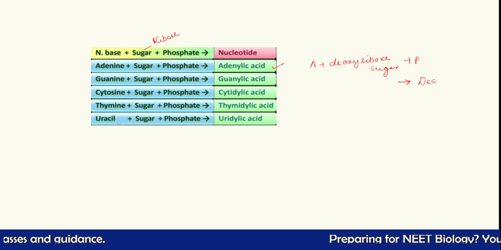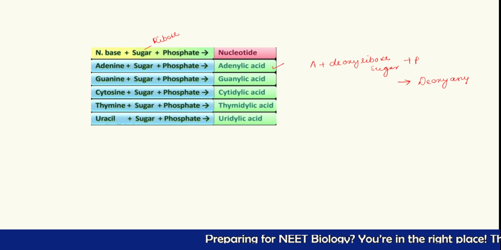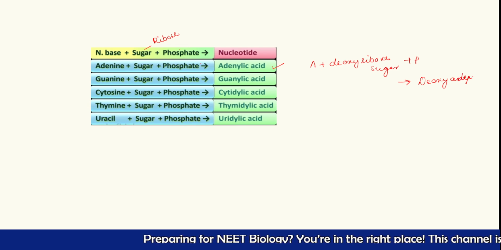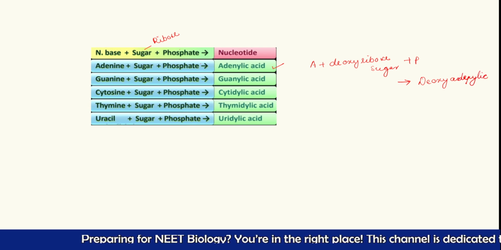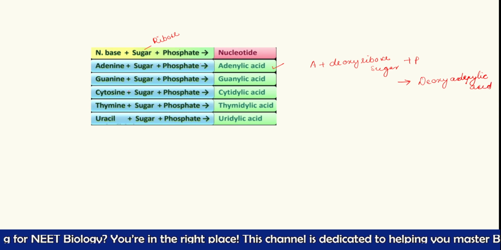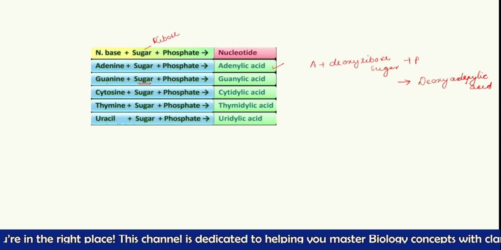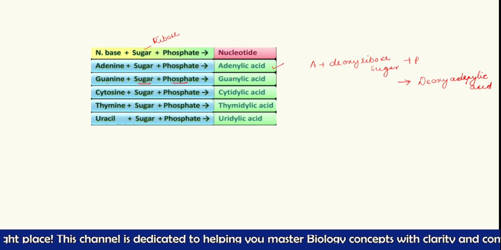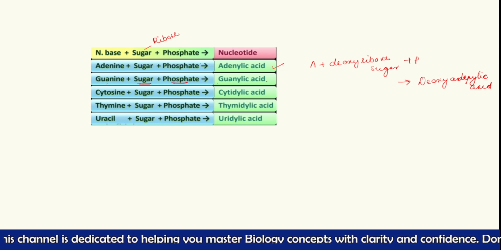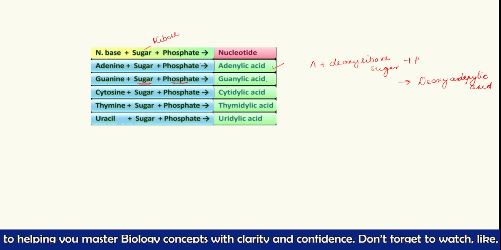Deoxyadenylic acid. Sorry, deoxyadenylic acid. If guanine plus sugar, that is deoxy sugar, plus phosphate, then we can give the name deoxyguanylic acid. Here it is guanylic acid when there is a ribose sugar.